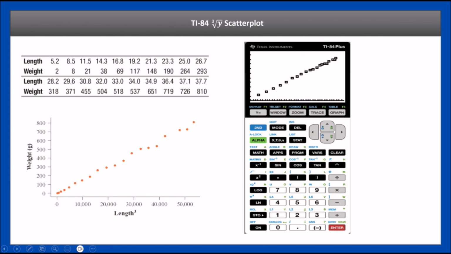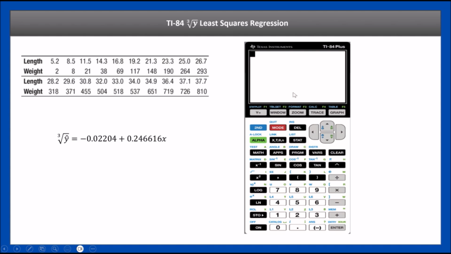All right, so hopefully that made sense. Now we're going to show you how to get the least squares regression model, right? So this time for the cube root of y hat. So let's show you how to do that.